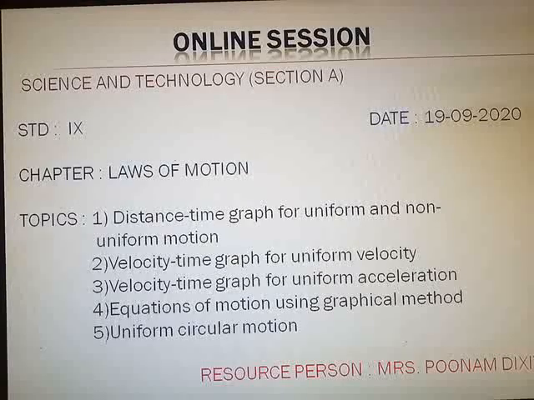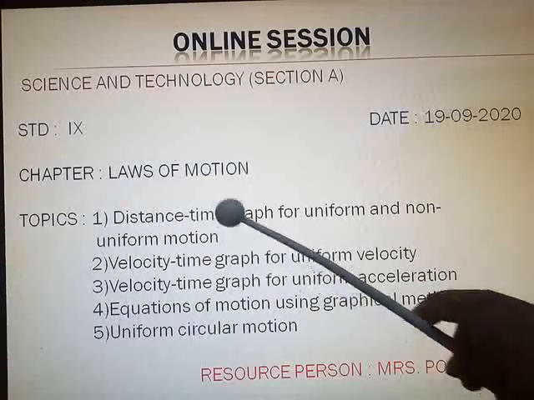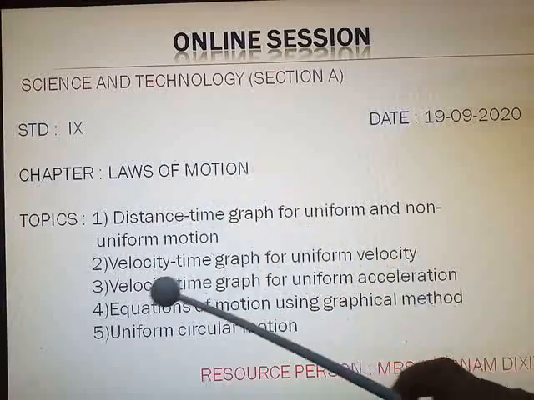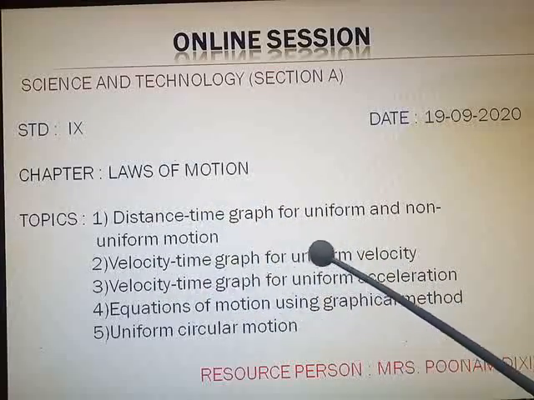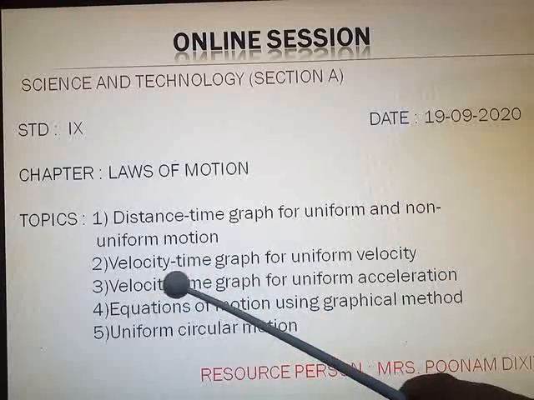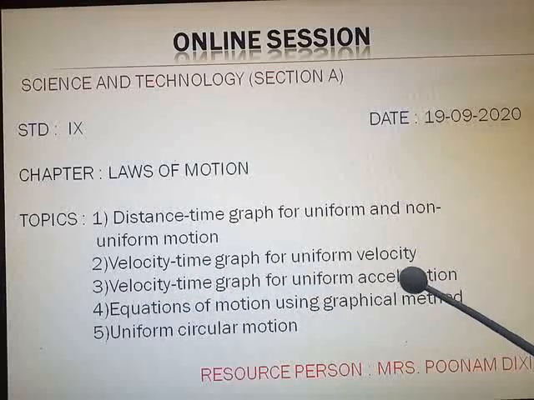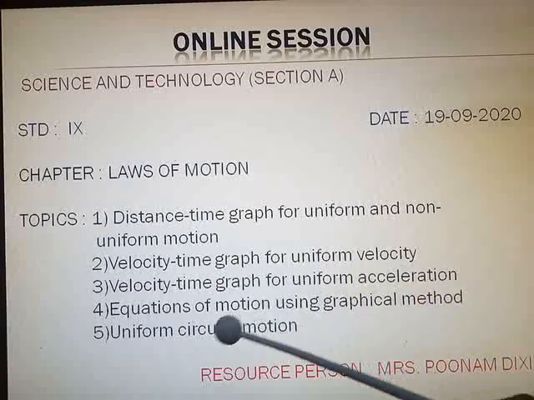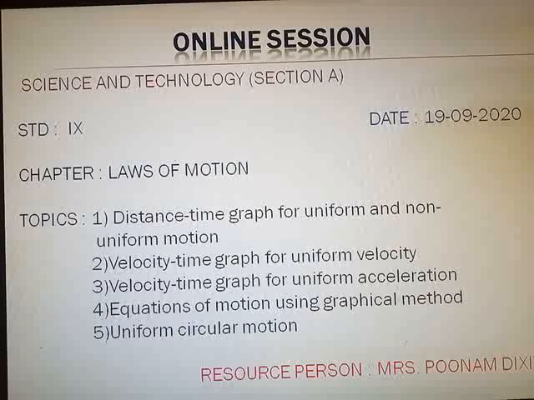We are going to proceed with chapter number 1, that is laws of motion from physics. Our topics for today's chapter are distance time graph for uniform and non-uniform motion, velocity time graph for uniform velocity, velocity time graph for uniform acceleration, equations of motion using graphical method, uniform circular motion, and if time permits, we are going to see the examples of Newton's law of motion.